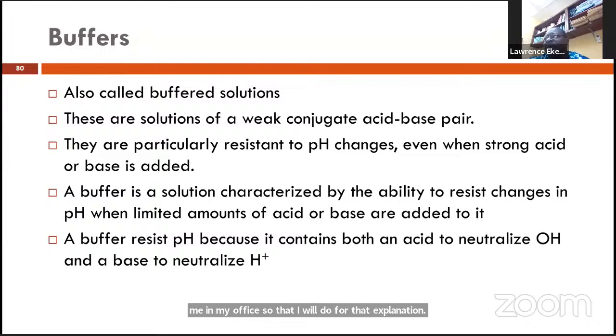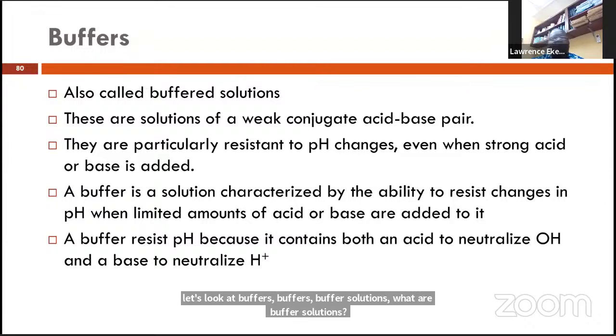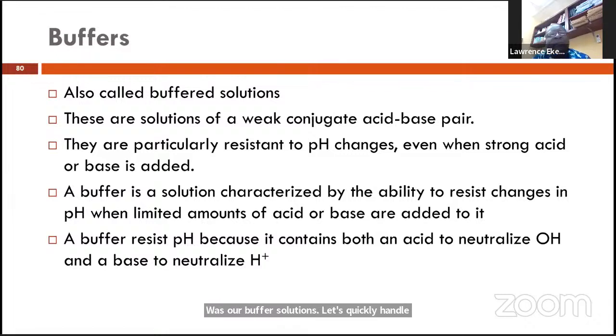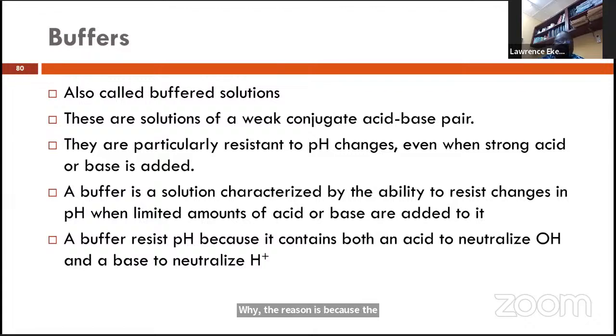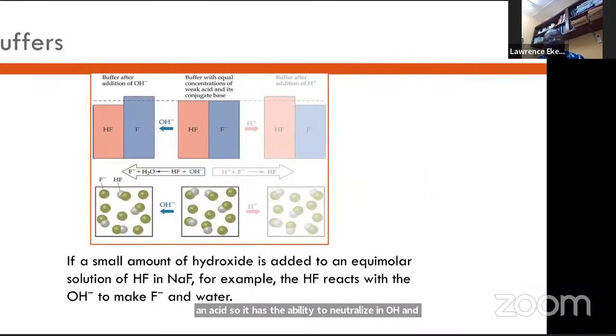Buffer solutions. What are buffer solutions? Let's quickly round up this. Buffer solutions are solutions that have the ability to resist changes in pH when a small amount of acid or base is added to them. So a buffer solution is a solution that has the ability to resist changes in pH when some small amount of acid or base is added to it. The reason is that the buffer solution contains an acid, so it has the ability to neutralize the OH, and it also contains a base, so it has the ability to neutralize the hydrogen ion.